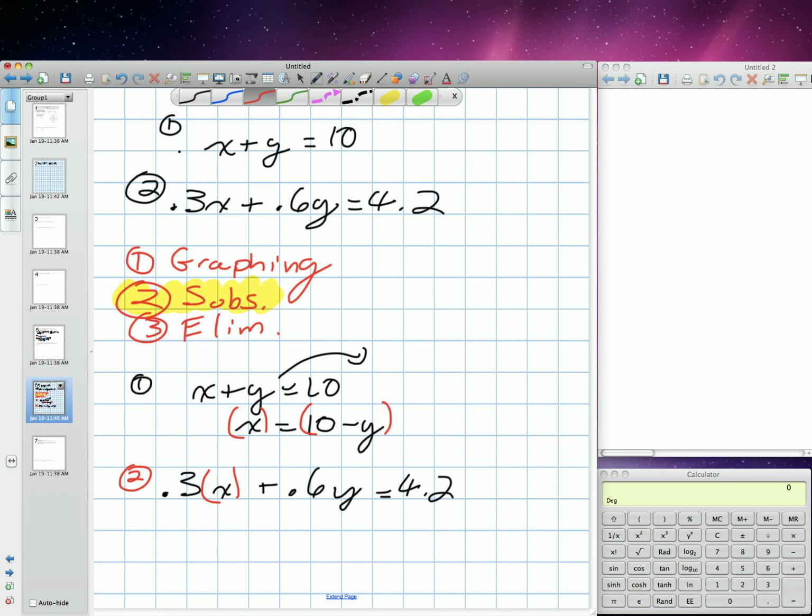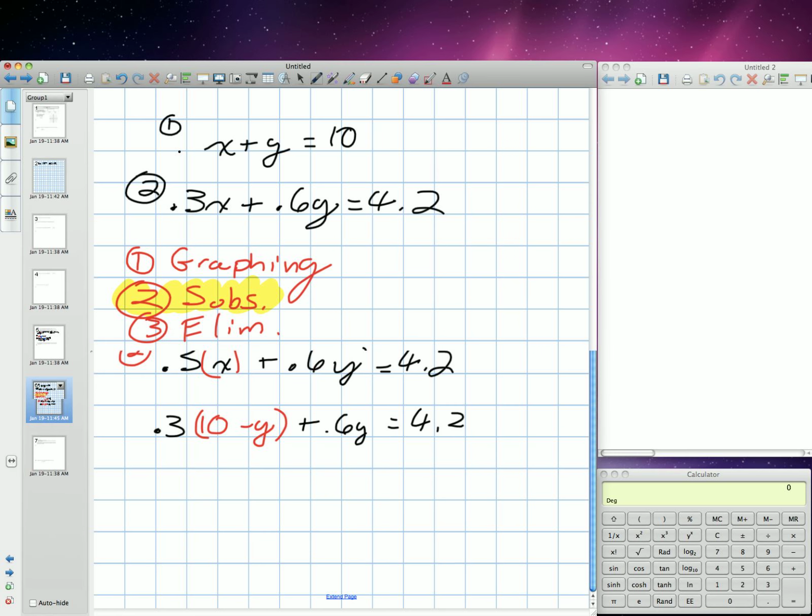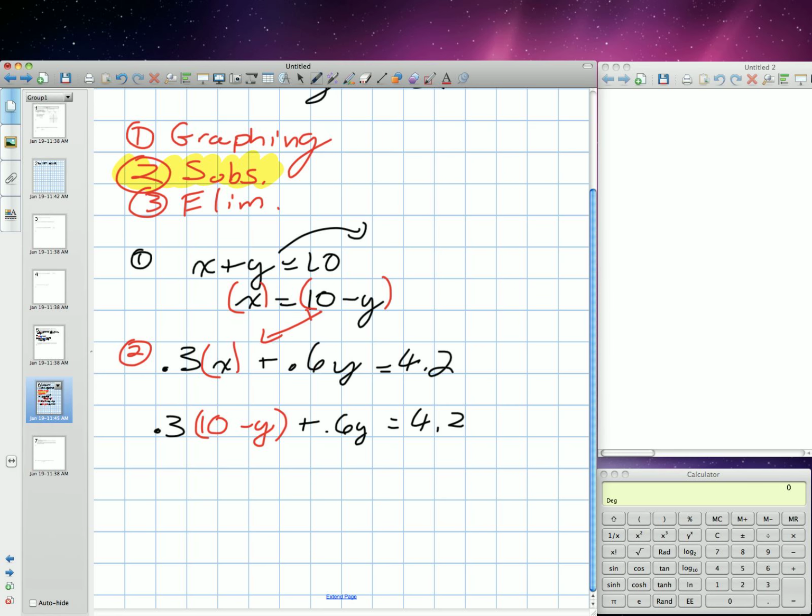So this x here is going to be replaced with 10 minus y. Now we'll get 0.3 multiplied by 10 minus y, plus 0.6y is equal to 4.2. Now, I need to use the distributive property. I have to distribute this value. So 0.3 times 10, anyone know? 3, good. 0.3 times negative y? Negative 0.3y. So 3 minus 0.3y plus 0.6y is equal to 4.2.